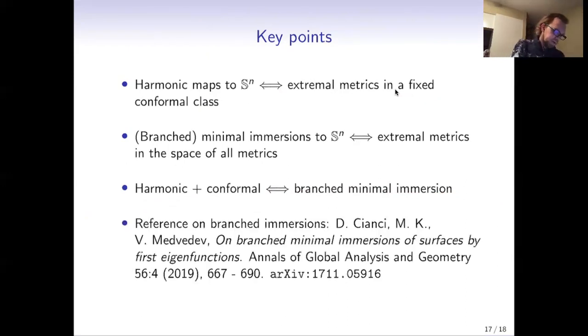And if you're curious about these branching properties and were annoyed by the fact that I didn't talk about it too much, this is the reference where it's explained very well. In this reference, the branching and conical singularities are explained in the context of this eigenvalue problem: how to work with it, and how branched minimal surfaces differ from the usual minimal surfaces.